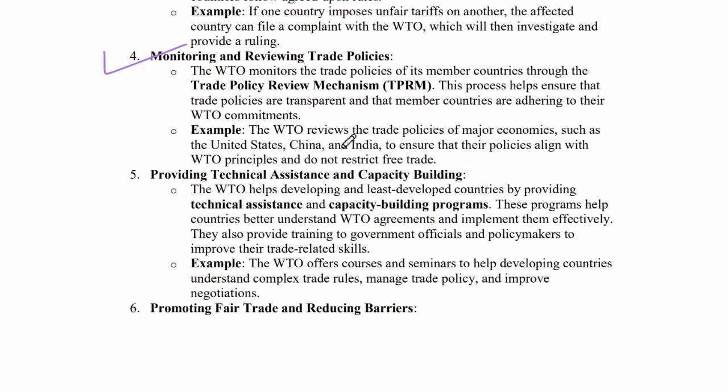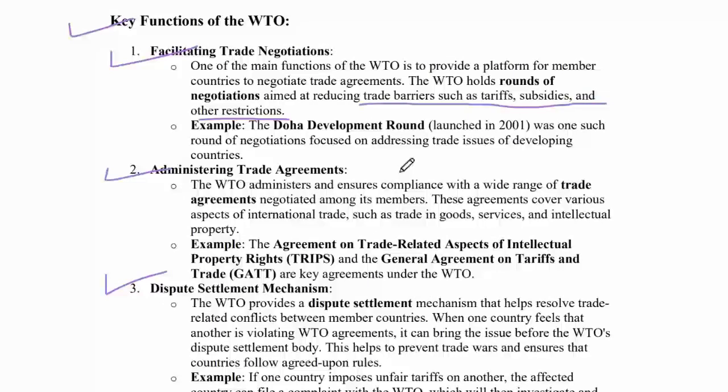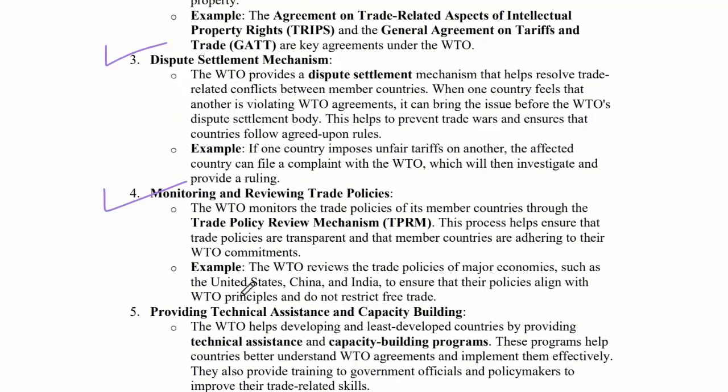This process helps ensure that trade policies are transparent and that member countries are adhering to their WTO commitments. Example, WTO reviews the trade policies of major economies such as the United States, China, and India to ensure that their policies align with WTO principles and do not restrict free trade. So let's revise all four: facilitating trade negotiations, administering trade agreements, dispute settlement mechanism, monitoring and reviewing trade policies.